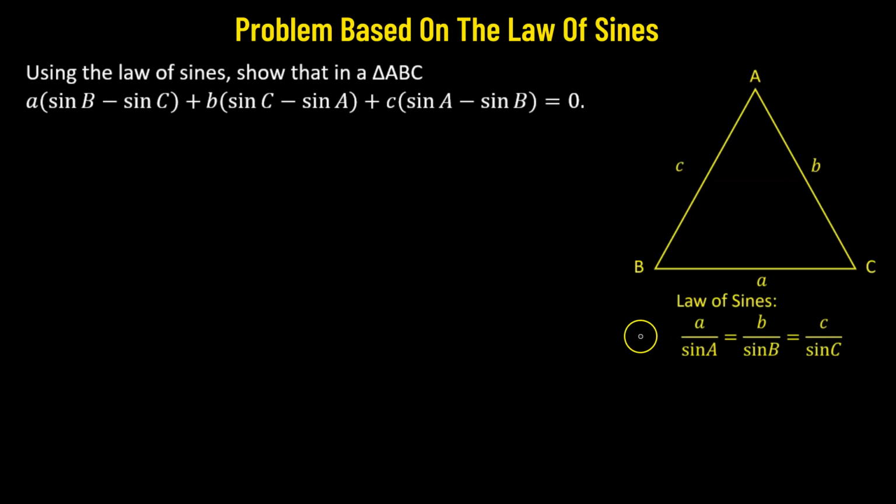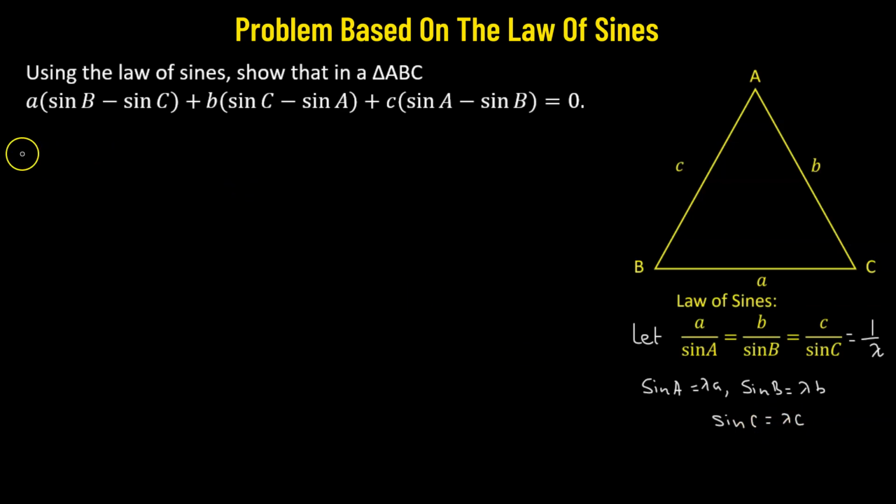Now, in order to solve the problem, we will suppose that these three ratios are equal to a common constant, and we're going to call it 1 over lambda. Now, we can represent sine A as lambda times a. Then sine B will be represented by lambda times b. And sine C will be represented by lambda times c.